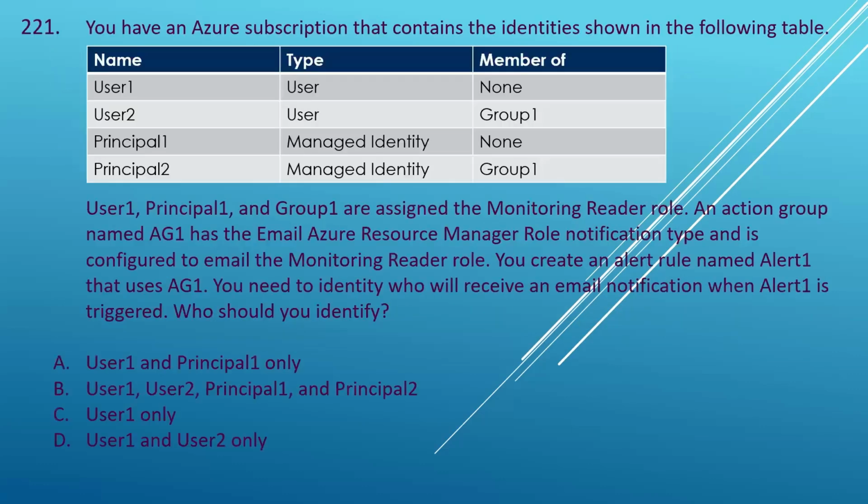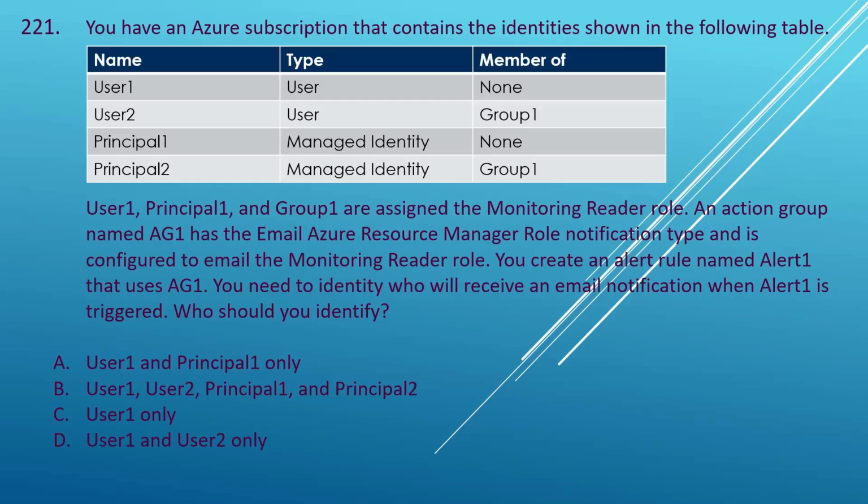Question number 221. You have an Azure subscription that contains the identities shown in the following table. You have 4 identities, of which 2 are users with the names user 1 and user 2, and 2 are managed identities with the names principal 1 and principal 2. User 2 is a member of group 1 and principal 2 is also a member of group 1. User 1, principal 1 and group 1 are assigned the monitoring reader role.